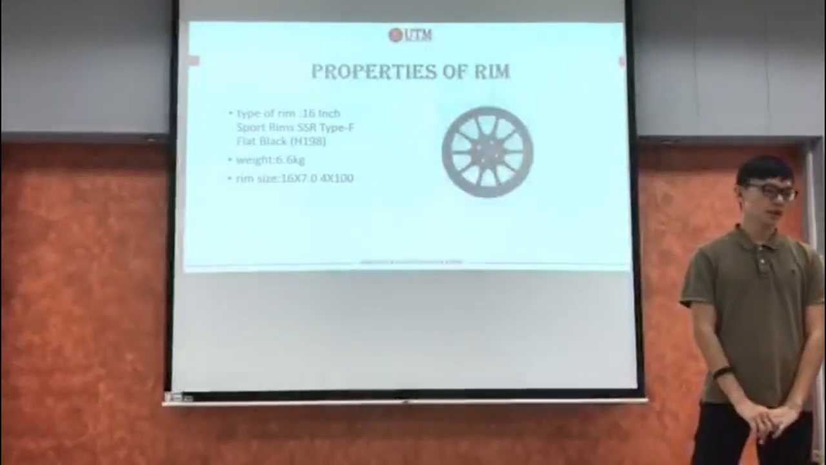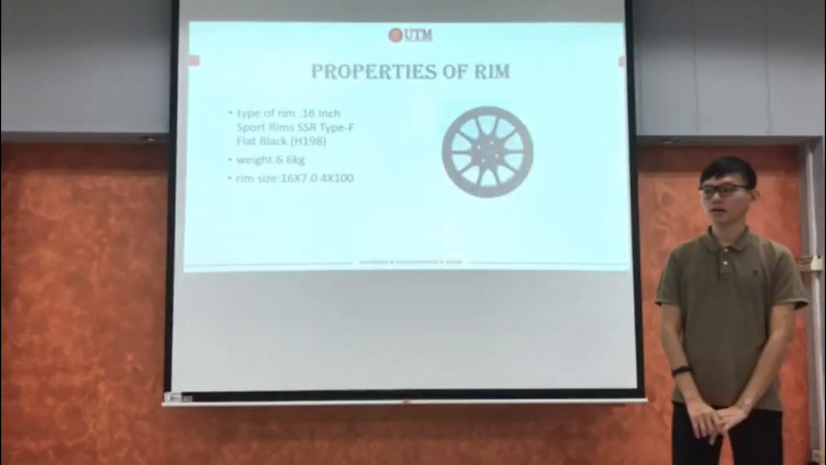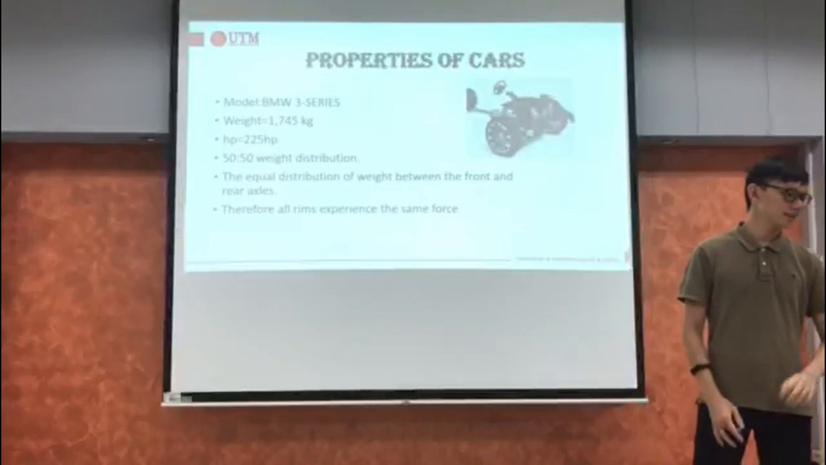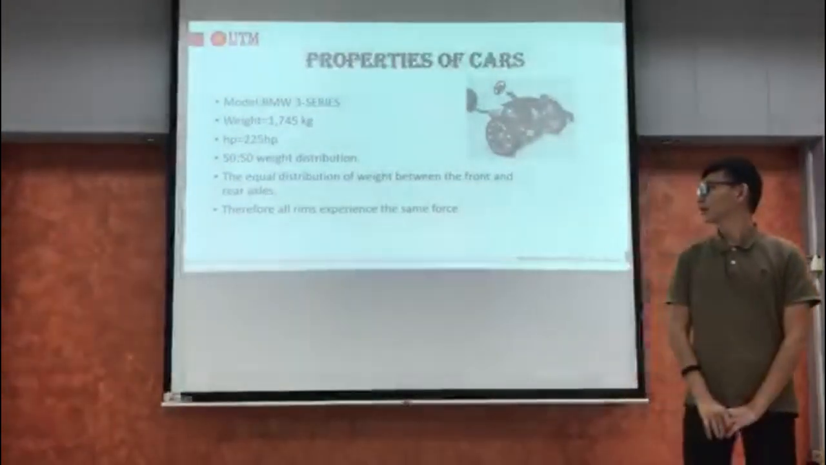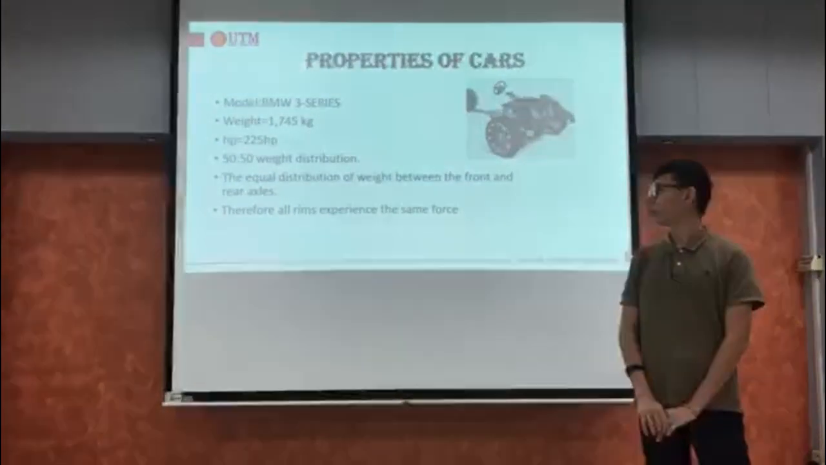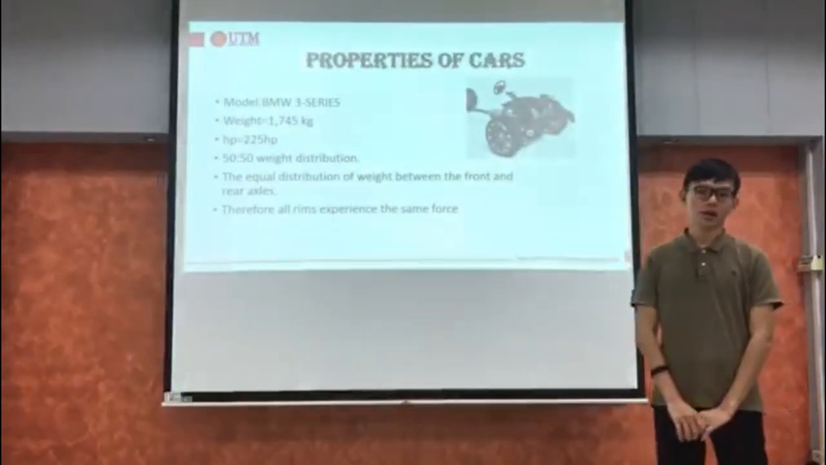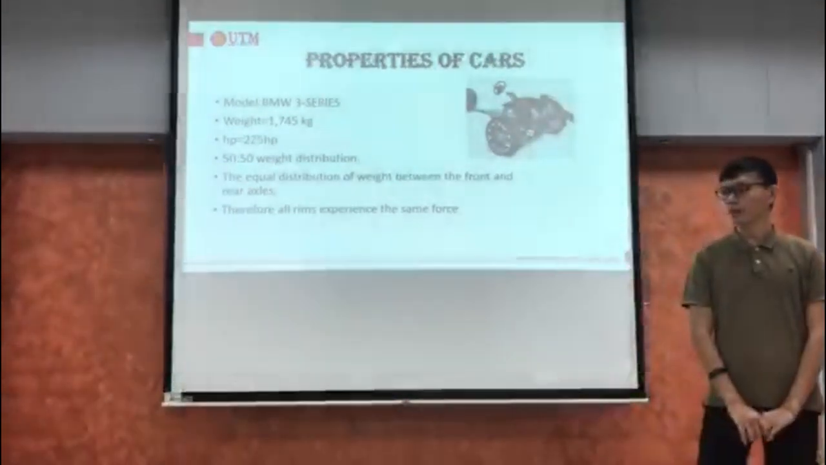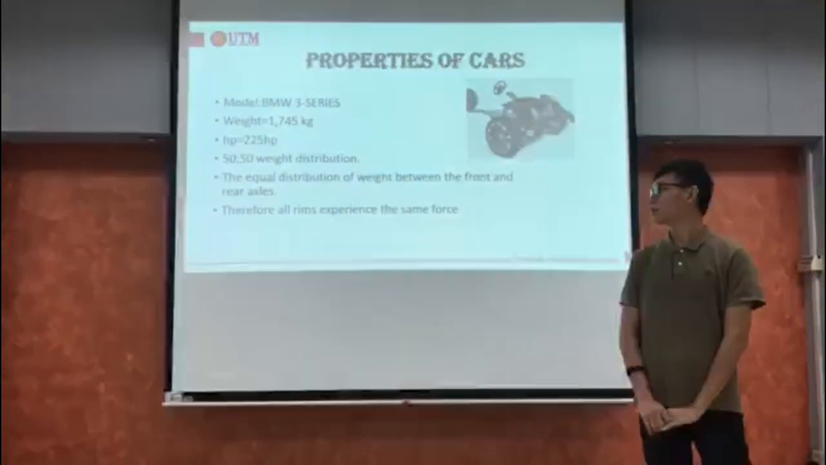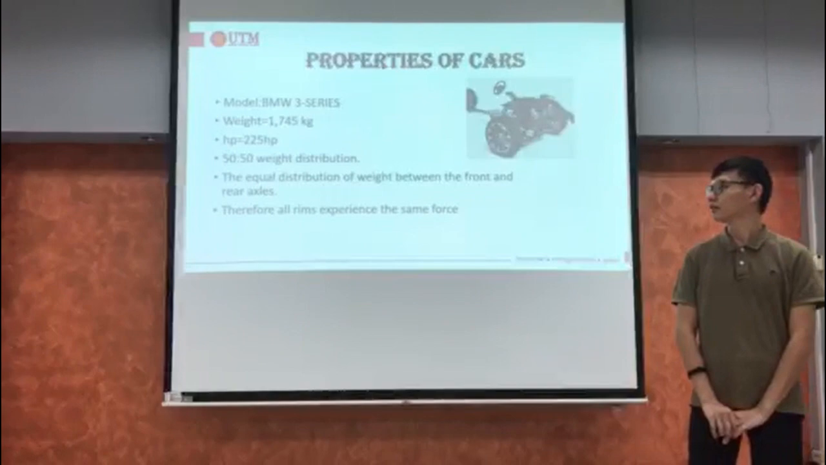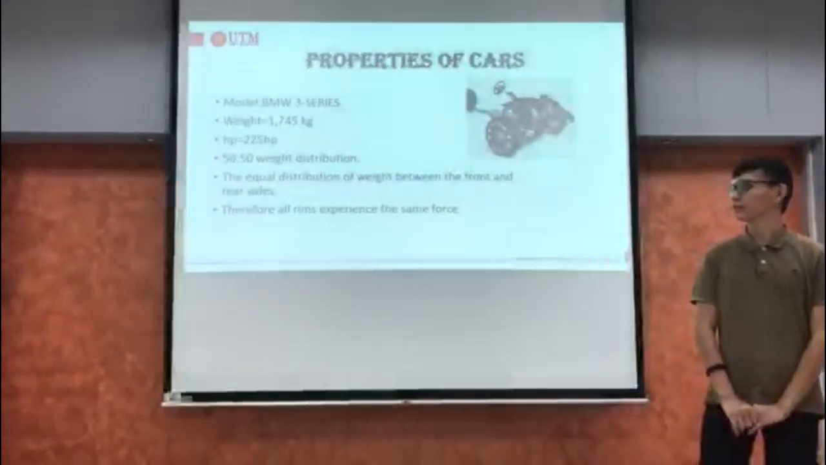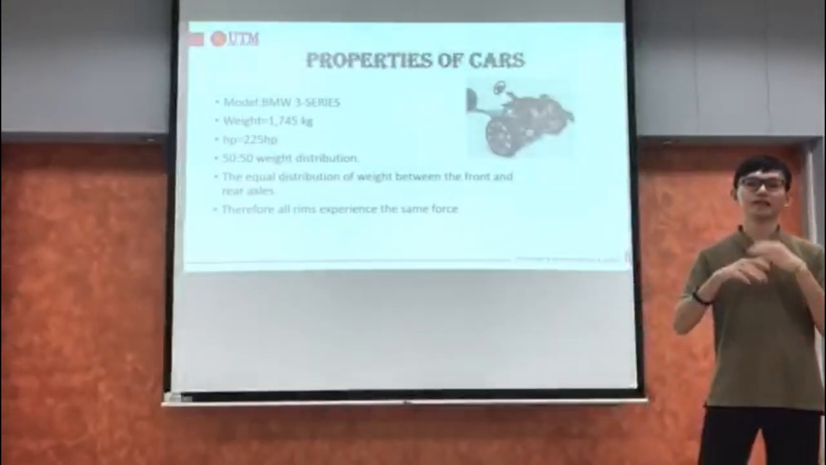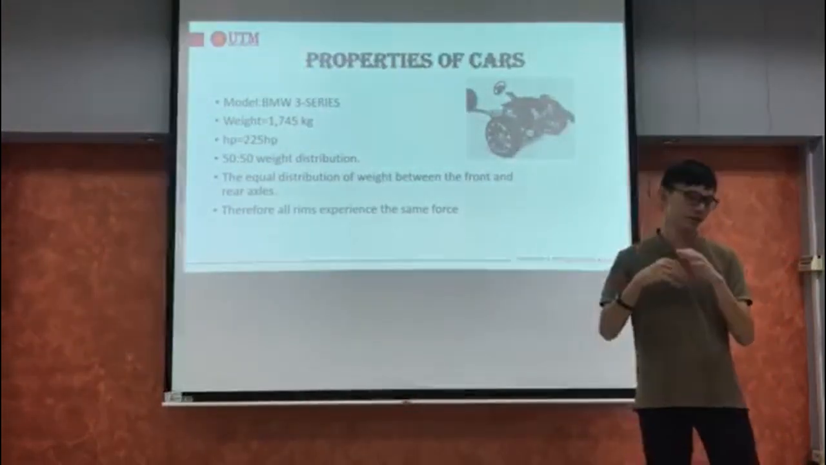We are using the SSR Typ-Out sport rim, and our subject of study is the BMW 3 Series. The weight is 1745 kg and the horsepower is 225 HP. Based on the information provided by BMW, the weight distribution is 50-50%, which means the distribution of weight is equal. So we can assume that each rim supports an equal mass of the car.